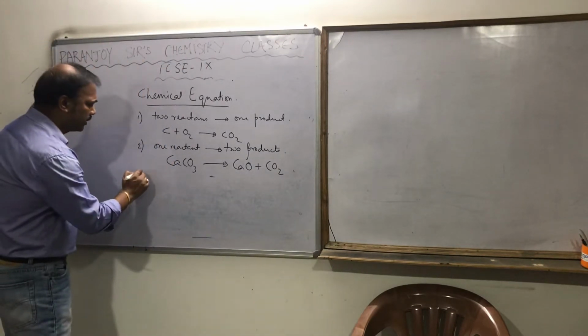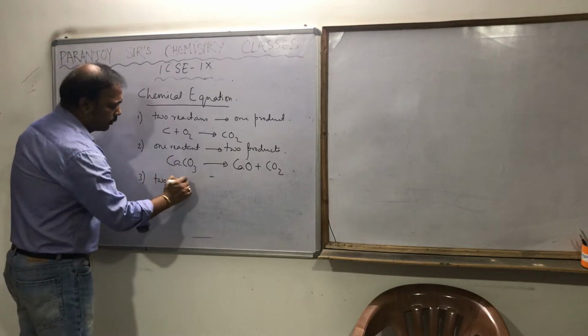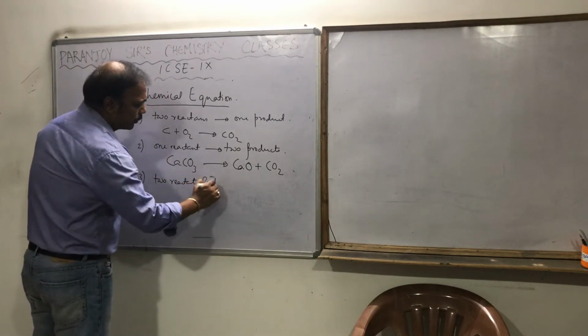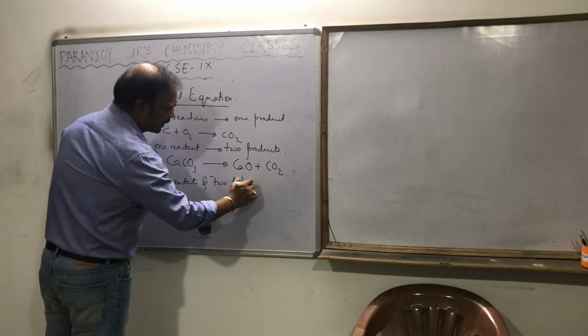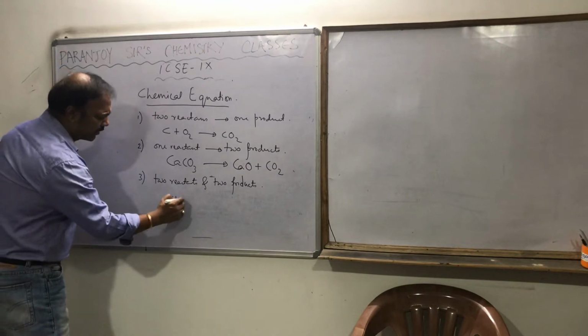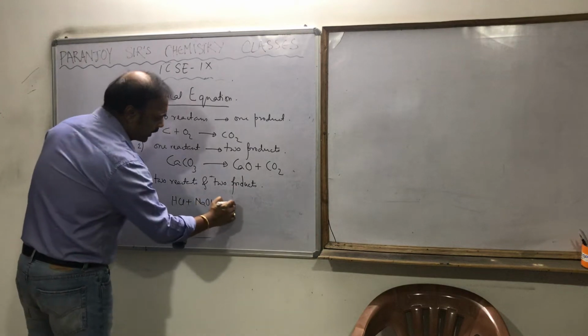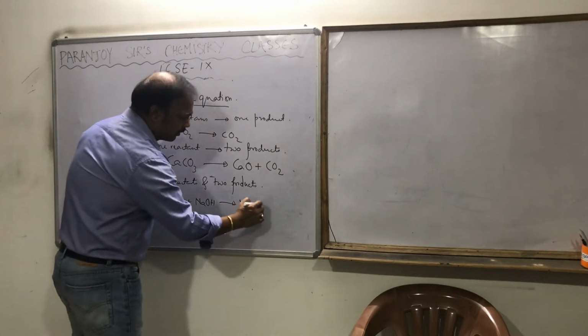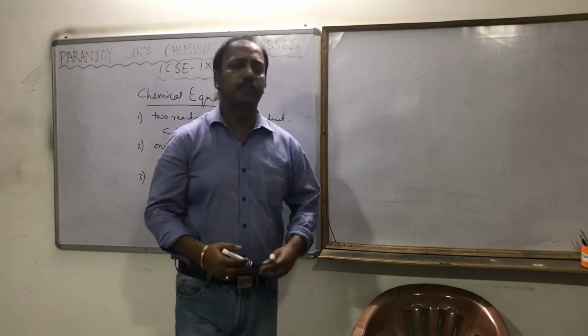Next one, the third type, 2 reactants and 2 products. That we had also seen. Just the example I had written, just like that you can write HCl plus NaOH producing NaCl plus H2O. So 2 reactants and 2 products.